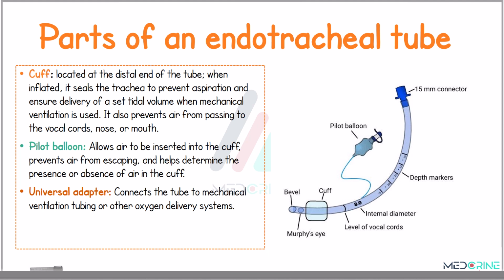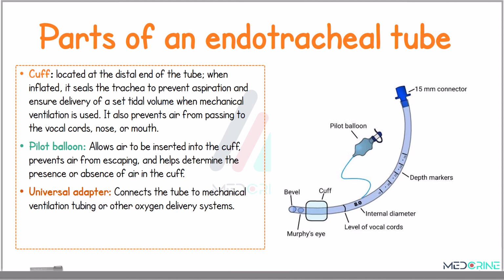Looking at the parts of an endotracheal tube, we have a cuff, a pilot balloon, a universal adapter, a depth marker, the internal diameter, Murphy's eye, and lastly a bevel. A cuff is located at the distal end of the tube, and when inflated, it seals the trachea to prevent any aspiration and ensures the delivery of a set tidal volume when mechanical ventilation is used. This cuff is also used to prevent air from passing into the vocal cords, the nose, or back to the mouth.